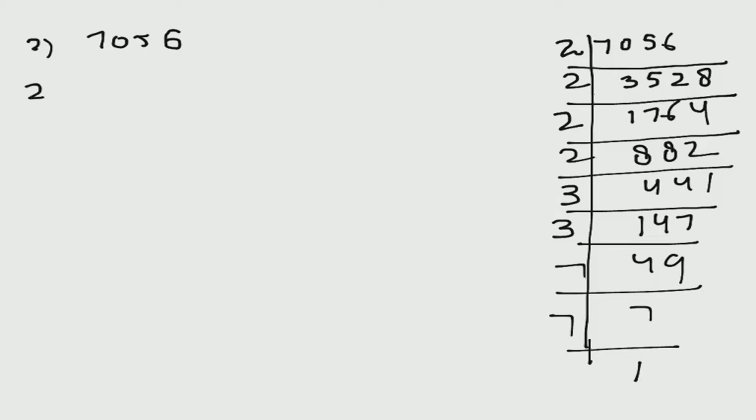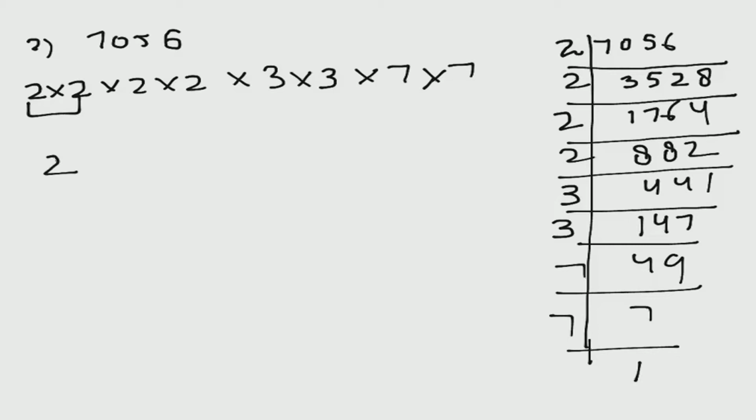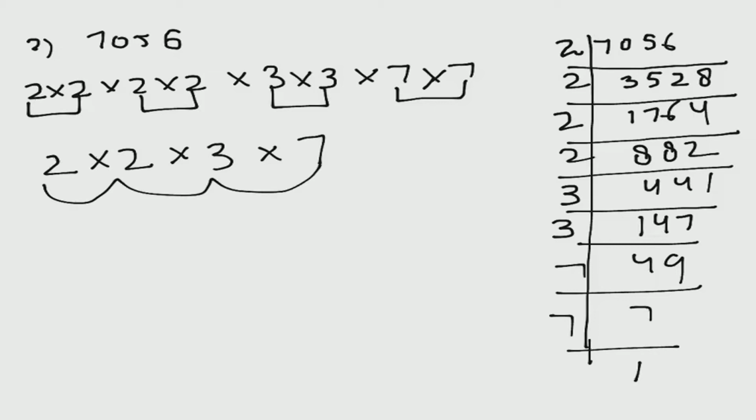Then we will write all the prime factors over here and make the pairs. If we are not able to make the pairs, it means that the number is not a perfect square. That we will see later. So here this is one pair of 2, this is another pair of 2, this is another pair of 3, and this one is the last pair of 7. Now we will multiply all these numbers. So 2 times 2 is 4, times 3 is 12, 12 times 7 is 84.